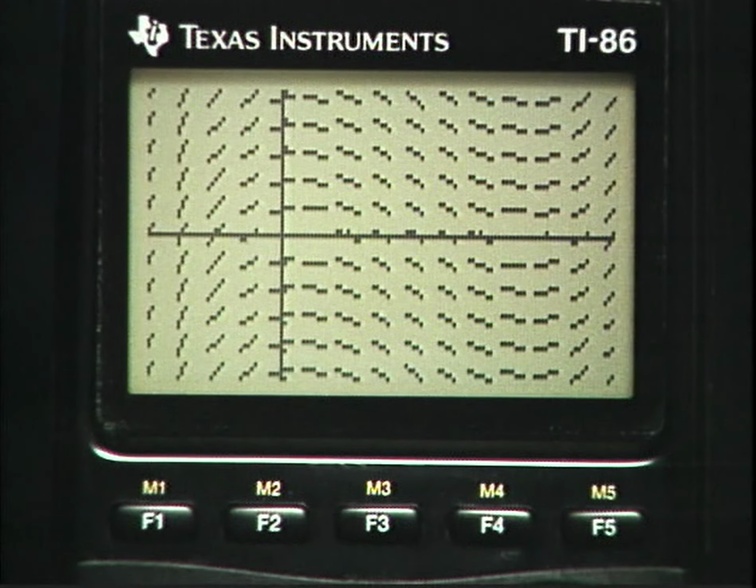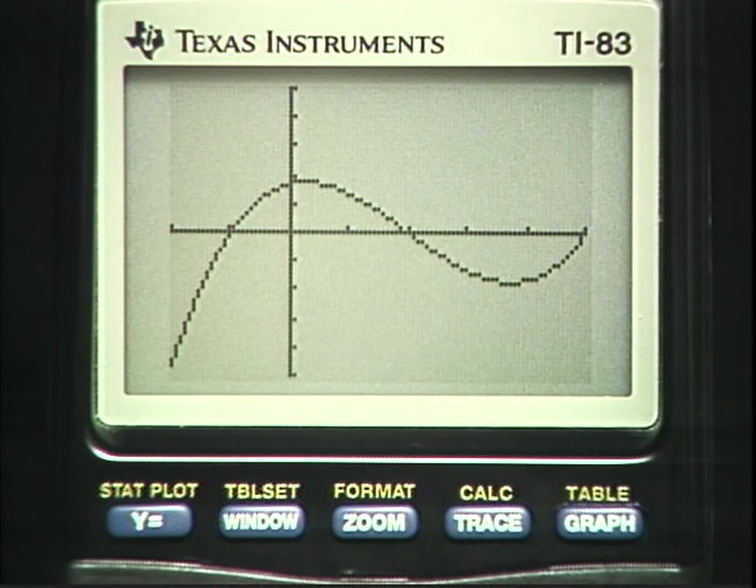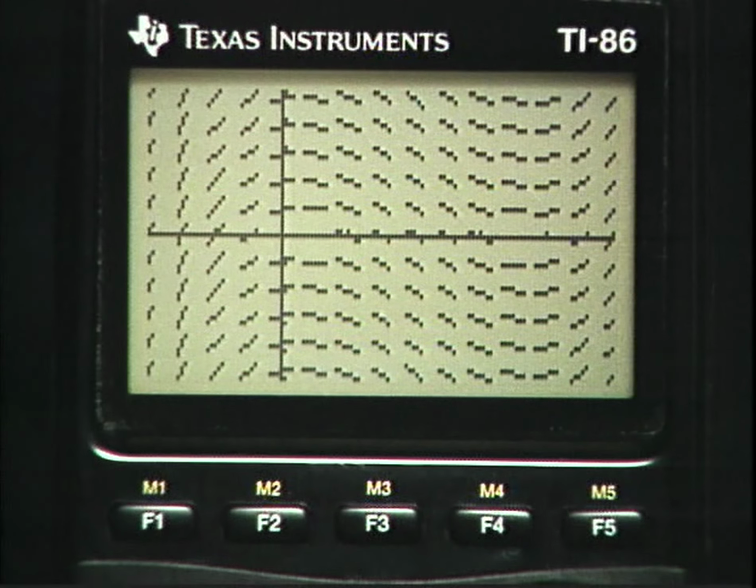Here's a look at the direction field that we were referring to on the TI-86. And here's a look at the graph of the function that corresponds with that direction field. And as we jump back and forth between the two, it's pretty easy to see that we can tell a great deal about the behavior of the graph. Even though we don't know the equation for the graph, we can tell a great deal about it just by looking at the direction field.